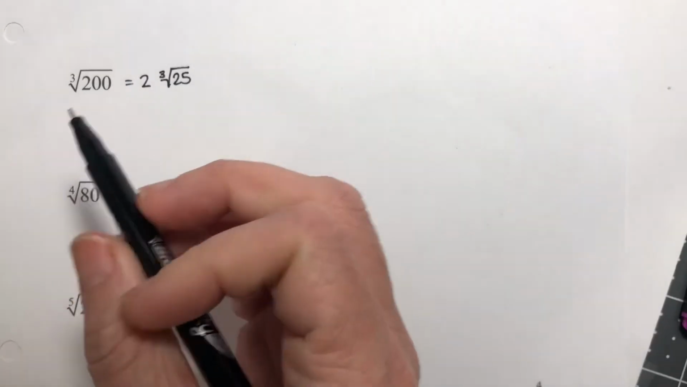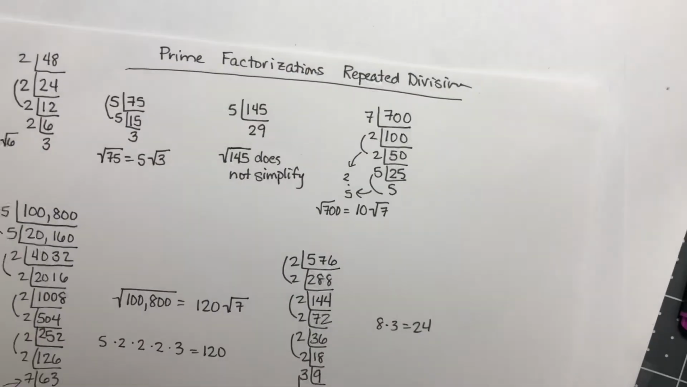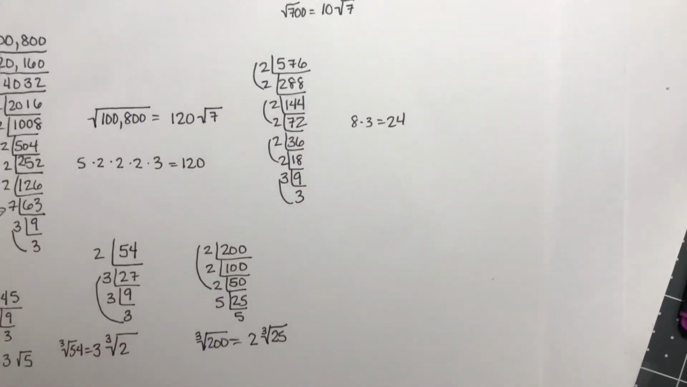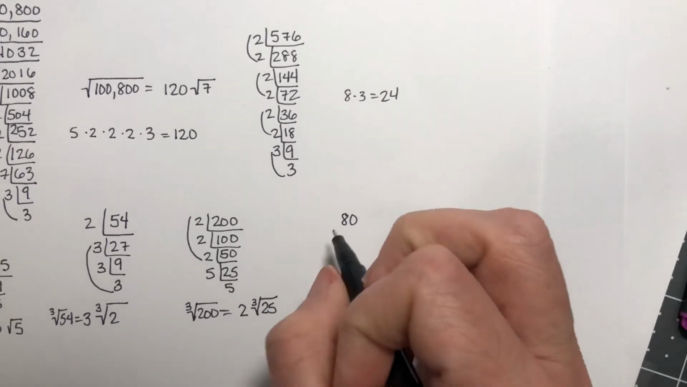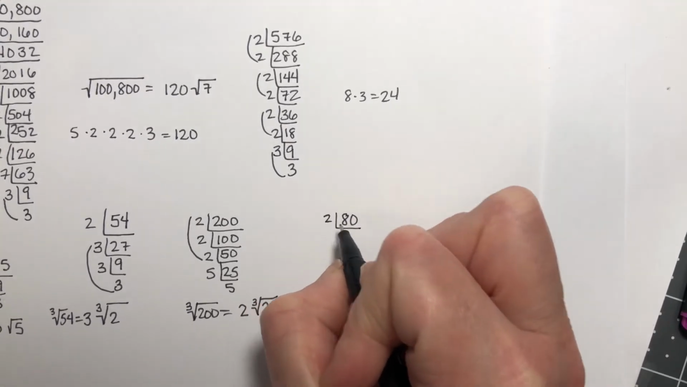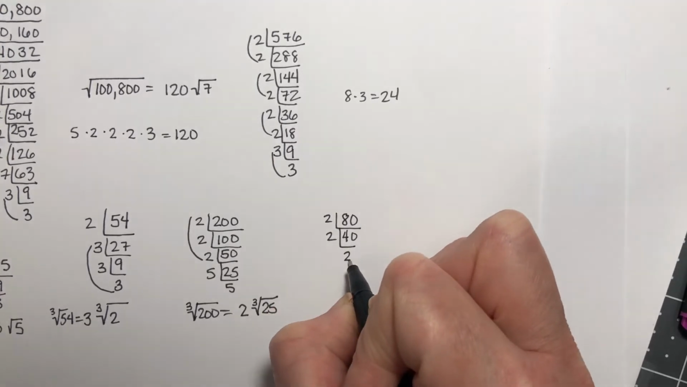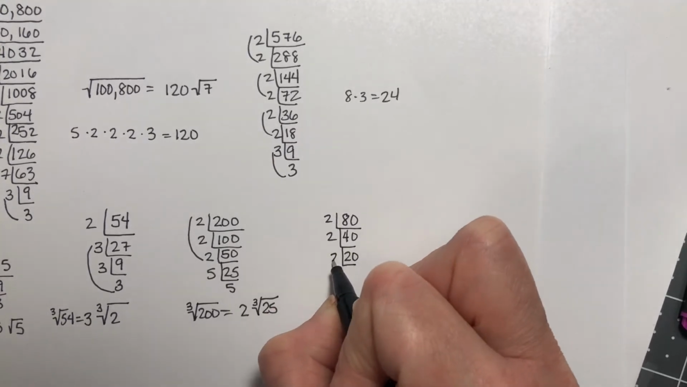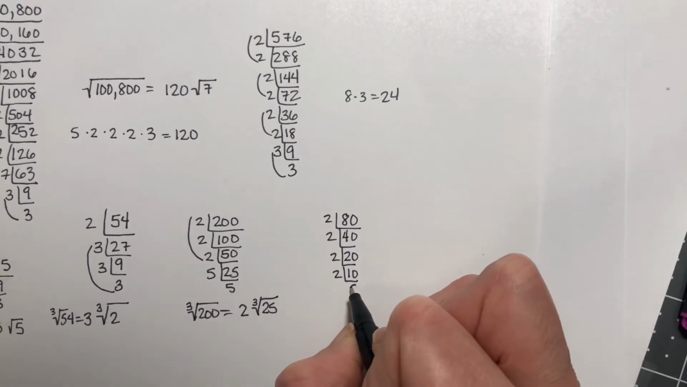Okay, so let's look for the 4th root of 80. This means I'm going to be looking for 4 of a kind, not 2 of a kind or 3 of a kind. I need a prime factorization of 80, and I don't have one. 80 is divisible by 2, giving me 40, and then divide by 2 again to get 20, and then 2 again to get 10, and then 2 again to get 5.